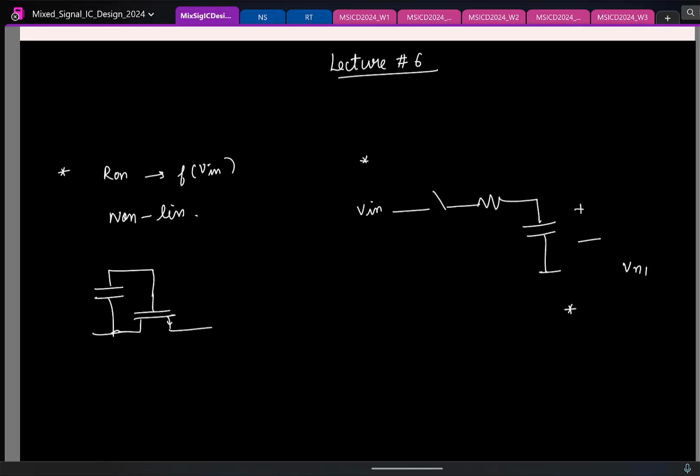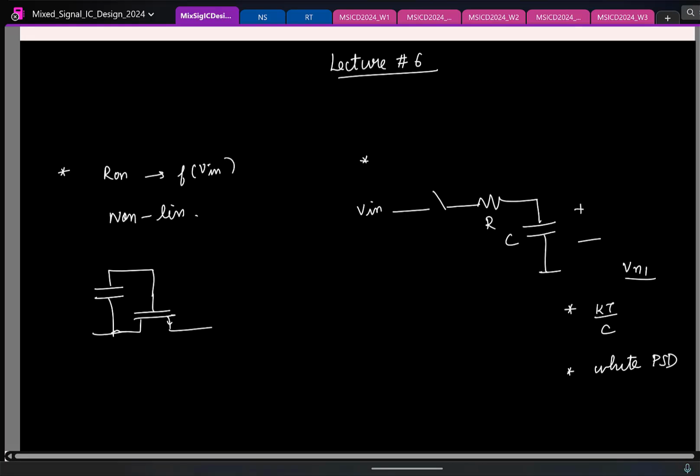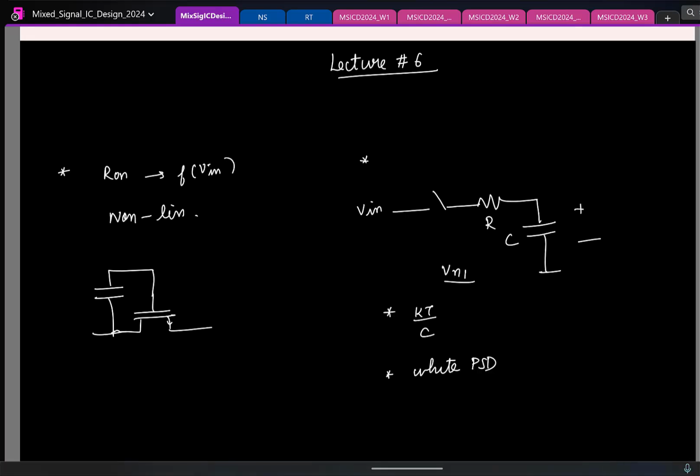What is the variance or mean squared value of this noise? Recollect it was kT by C, right? Again, I'll be using mean squared value and variance interchangeably, because if the mean is 0, mean squared value, which is the power, is same as the variance. Okay. And the power spectral density of this was actually white. And when was this valid? When did we argue that the power spectral density can be white?